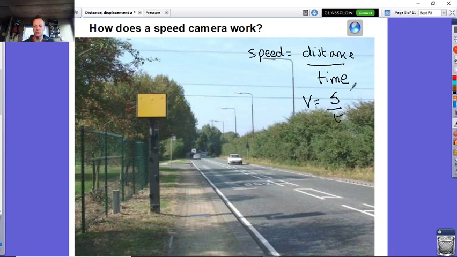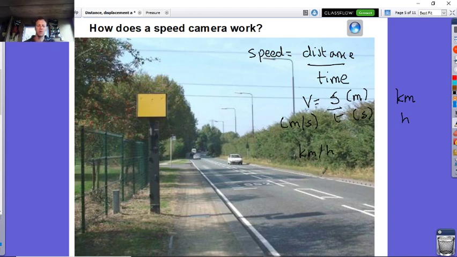Now, if you measure your distance in meters and you measure your time in seconds, it means your speed is going to be in meters per second. You can also measure your distance in kilometers and your time in hours, which means your units come out as kilometers per hour. So it can come in different units.